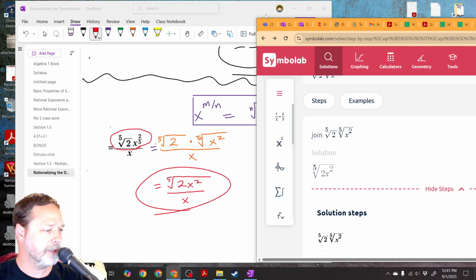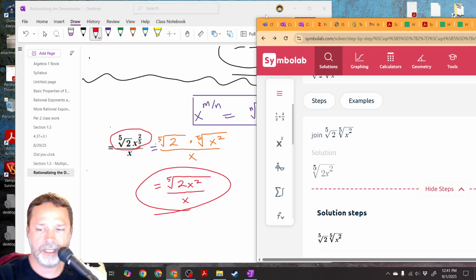So there it is. That's what I wanted to show you guys, is how we can use technology to check our work. It takes a little bit more fiddling sometimes.